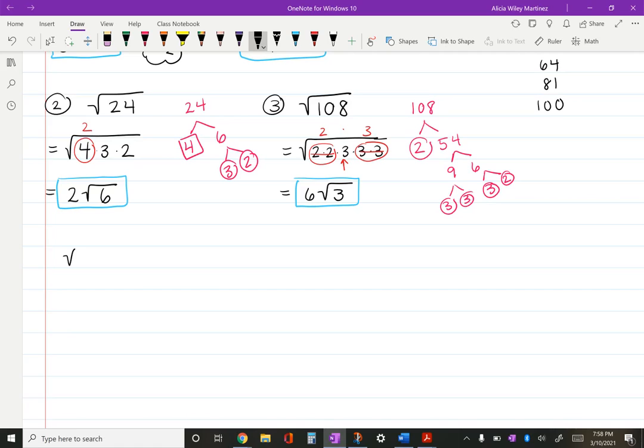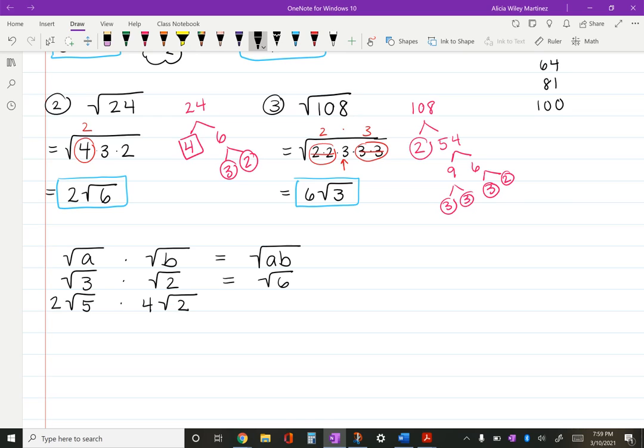Radicals can be multiplied. So if you have the square root of A times the square root of B, that can be the square root of the product AB. So if you have the square root of 3 times the square root of 2, that would simply be the square root of 6. If you had something like 2 square root of 5 times 4 square root of 2, you would just multiply the coefficients, the numbers in front, keep the square root symbol, and then multiply the numbers underneath. So 5 times 2 is 10. So you can definitely multiply radicals.